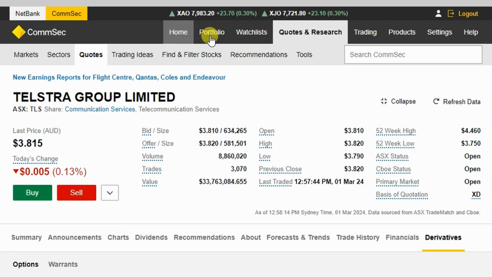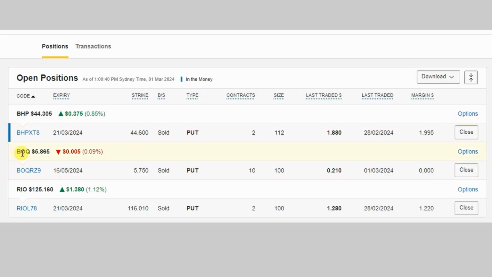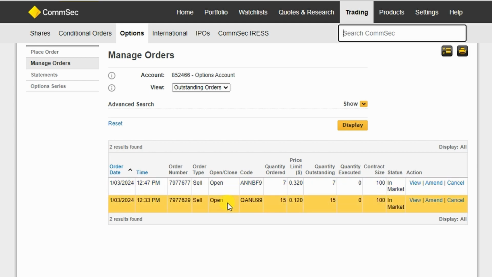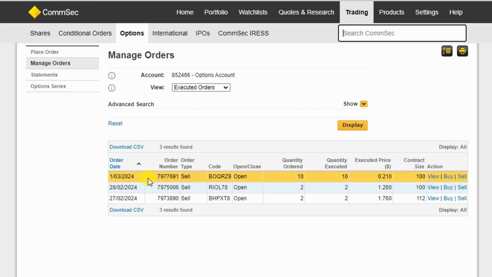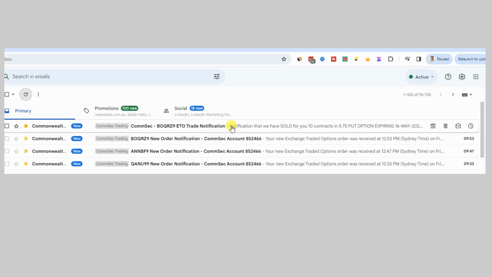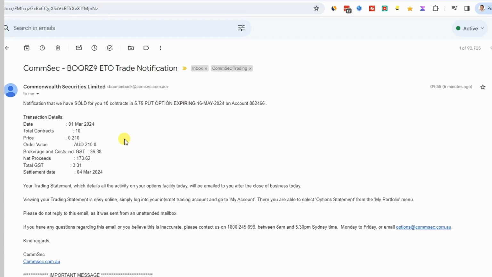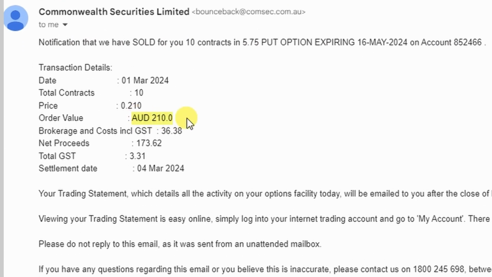Okay, let's have a look and see if any of my trades have gone through. Okay, looks like my Bank of Queensland one got accepted. I sold 10 contracts for 21 cents, and the other 2 are still sitting in the market. So if I look at my executed orders, here it is today, 1st of March, sold some Bank of Queensland put options, 10 contracts. Let's check my emails. Trade notification. We've sold 10 contracts, so I've just collected $210. Less brokerage, so I get to pocket $173.